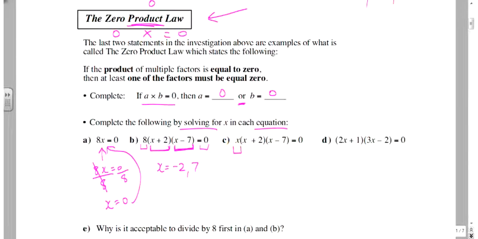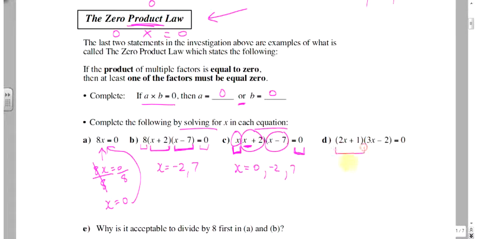If x is what? This thing will be equal to 0. When x is 0. Okay. When x is -2, this will be equal to 0. When x is 7, this will be equal to 0. And if any of these are 0, then the equation works. Everything is equal to 0.